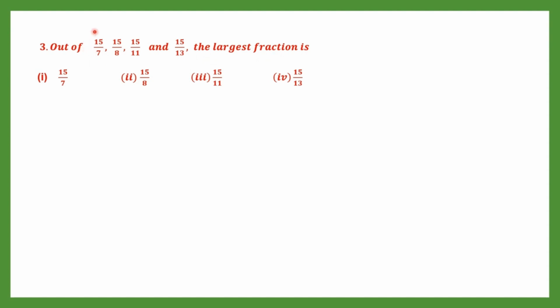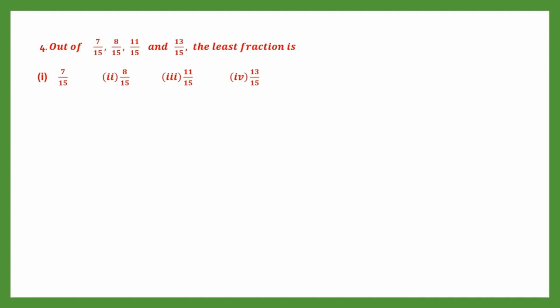So let me repeat that. When numerators are the same, the smallest denominator will make it the largest fraction. So the largest fraction is 15/7. So this is our answer, 15/7.